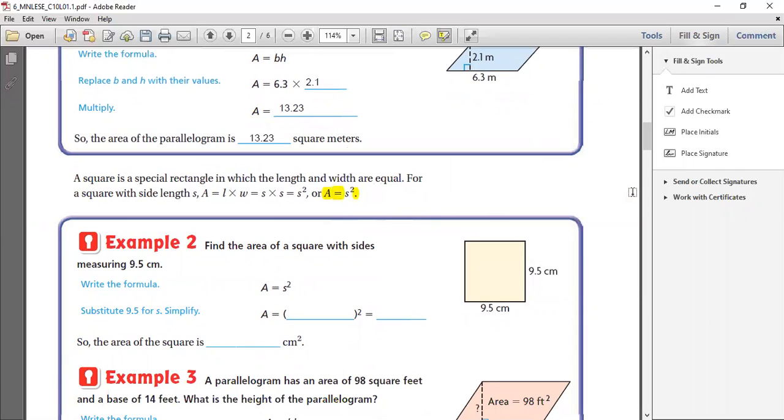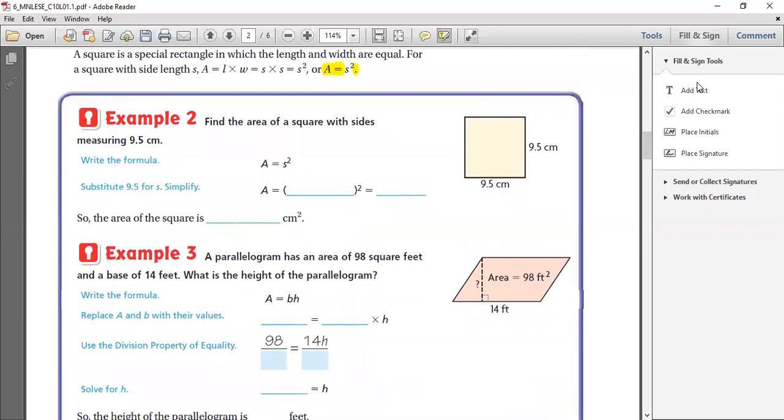Now you know the square of something. For example, 5 square means 5 multiplied by 5. 7 square means 7 multiplied by 7. Same way, s square means side multiplied by the side. Okay, now what are we going to do? You will see in the next example. That's example number 2. Find the area of a square with sides measuring 9.5 centimeter.